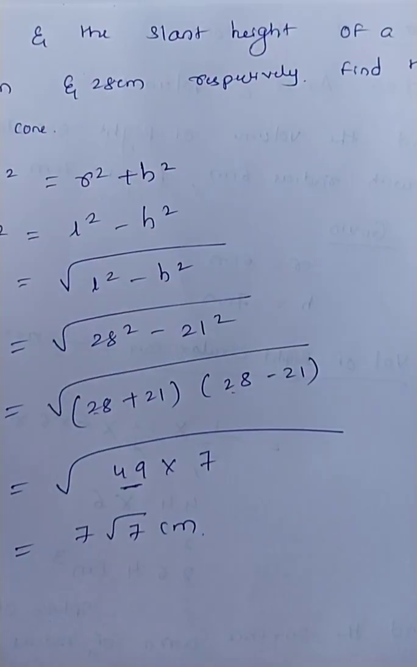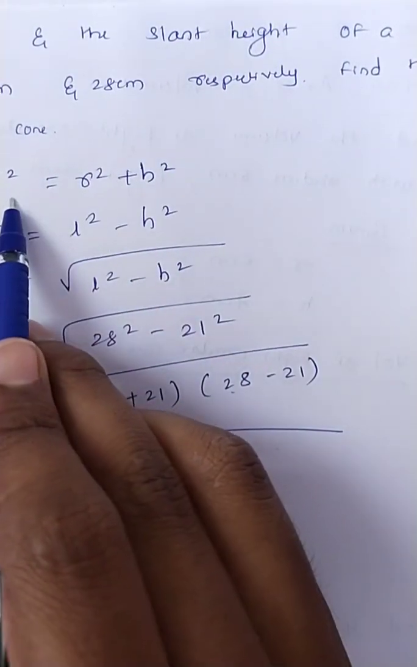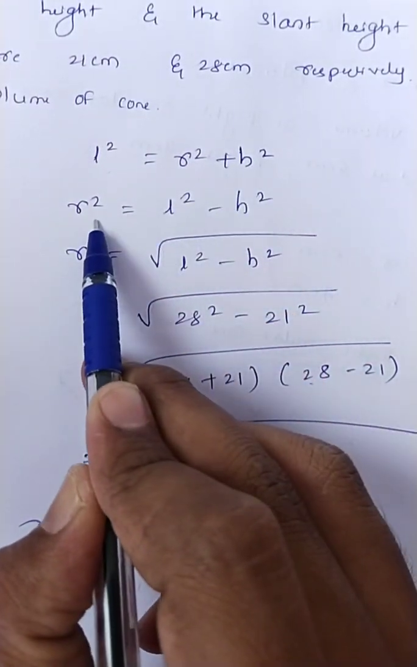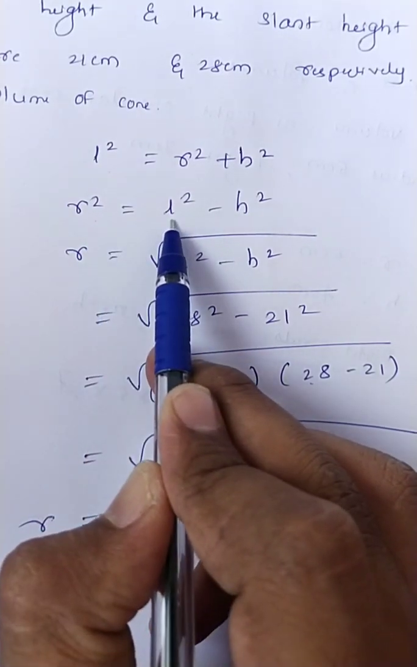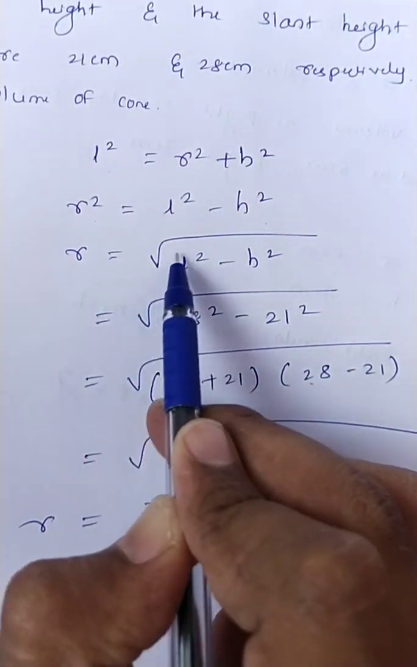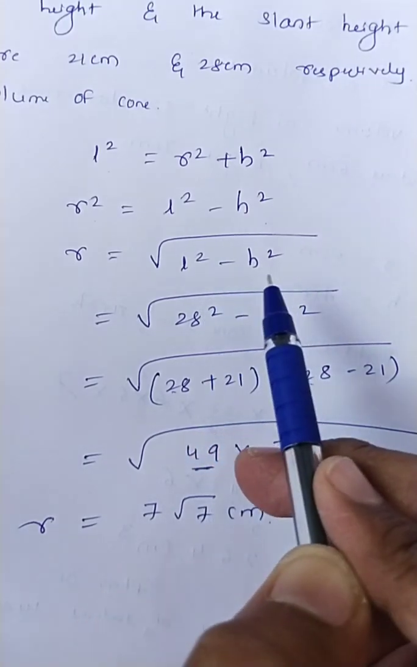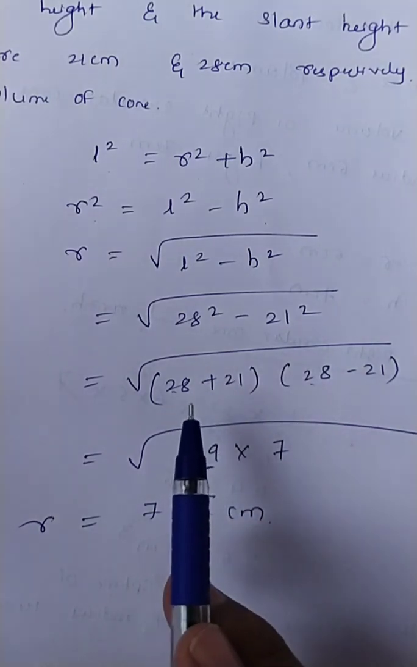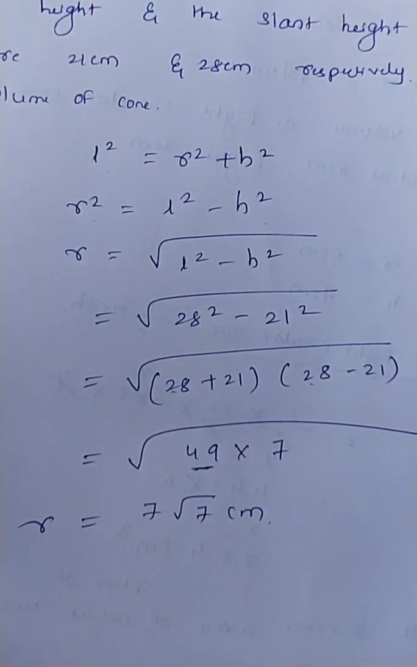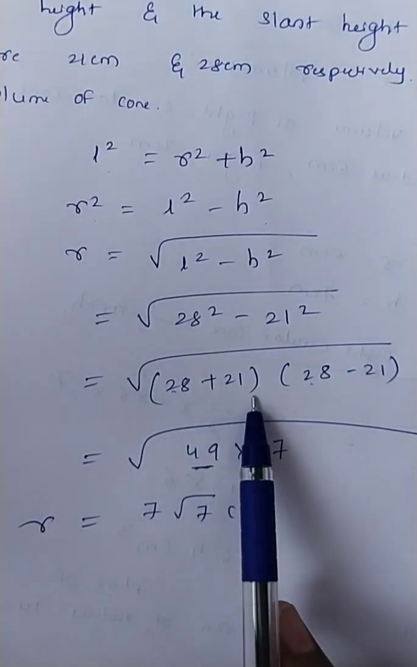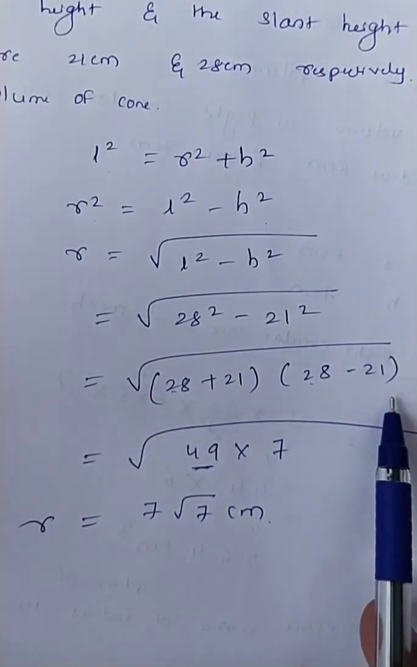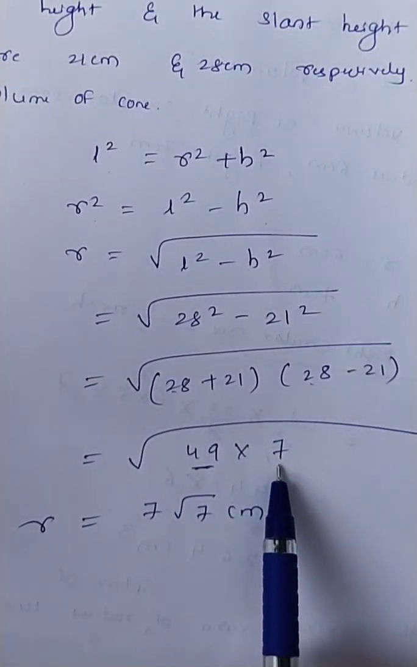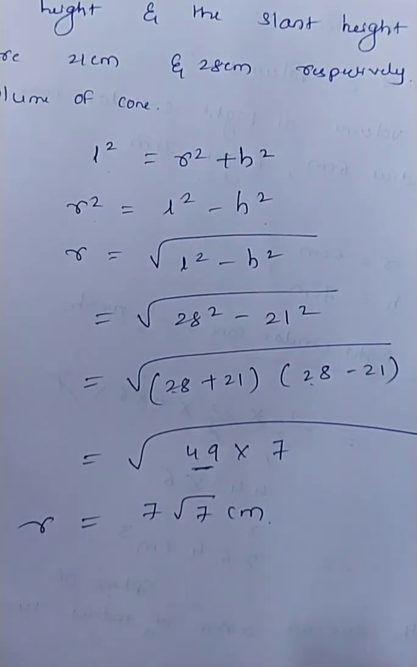Okay, so first you have to find r. The slant height L square is equals to r square plus h square. R square you have to find, r square is equals to L square minus h square. So r is equals to root of 28 square minus 21 square. So we have the a square minus b square formula, a plus b into a minus b, that is 28 plus 21 into 28 minus 21. So 28 plus 21 you are getting as 49 into 28 minus 21 you are getting as 7. So r is equals to 7 root 7 centimeter.